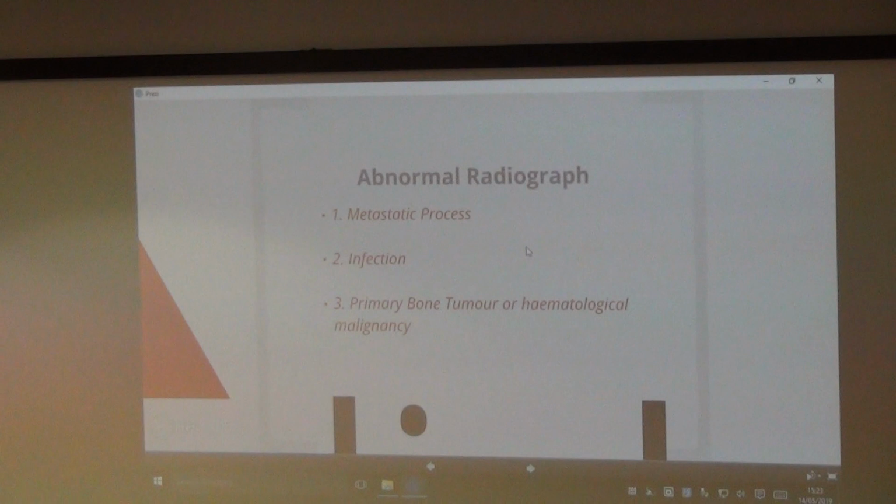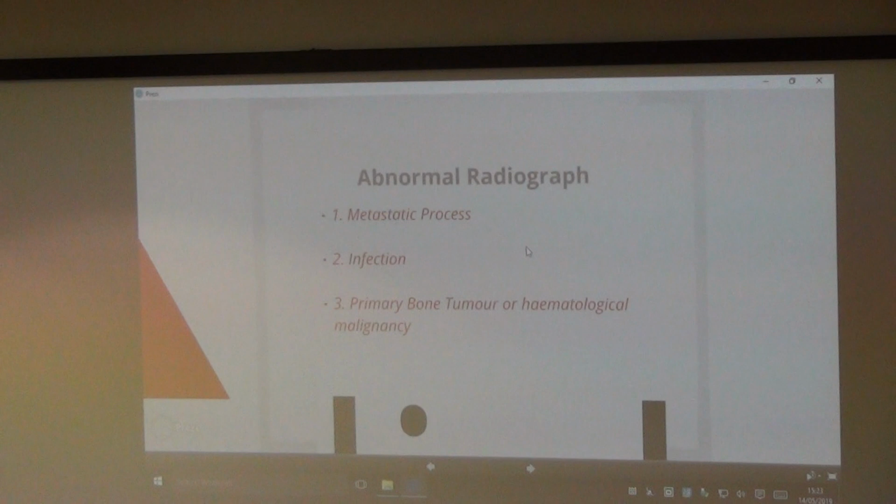cancers that do metastasize to bone. And it's a favourite list of consultants in trauma meetings to ask SHOs or registrars what they are. And I'm sure you all know what they are. So thyroid, kidney, gut, lung, and prostate tend to be the ones that metastasize to bone.